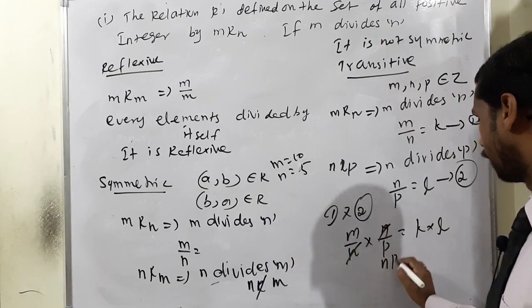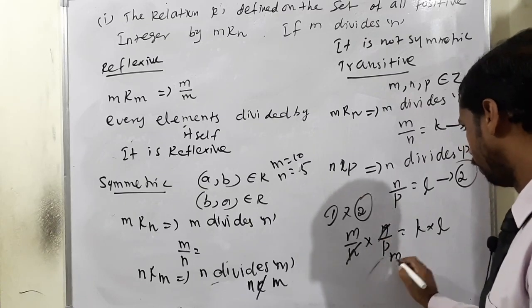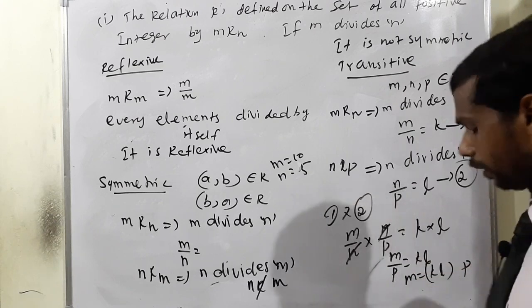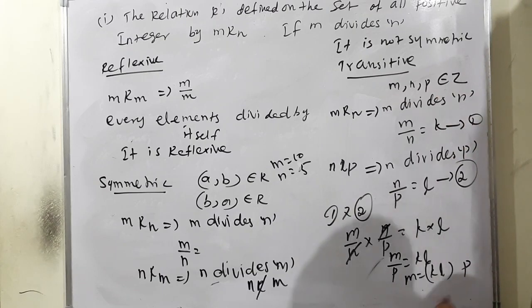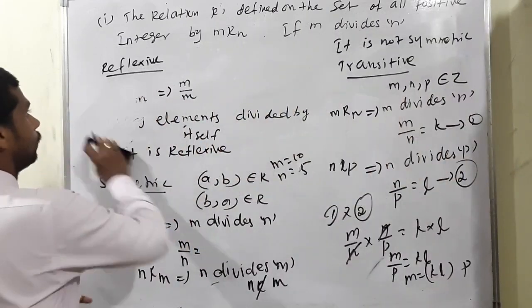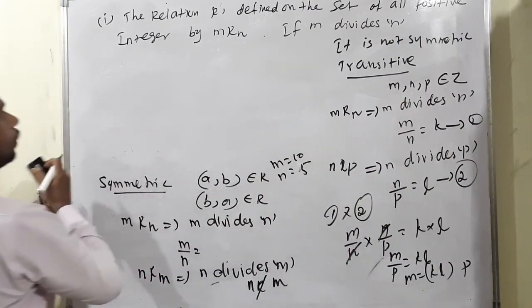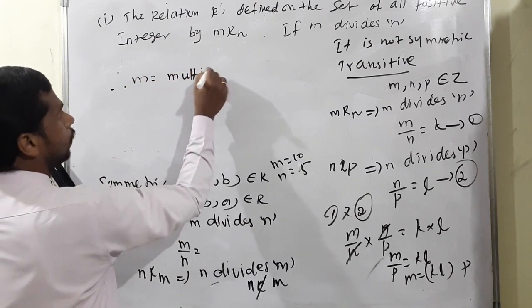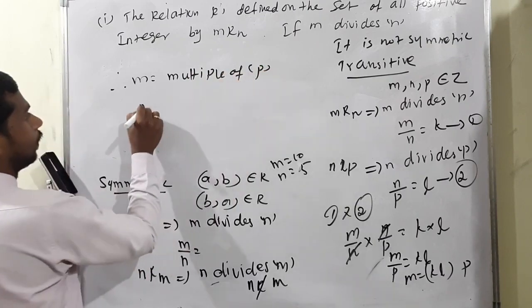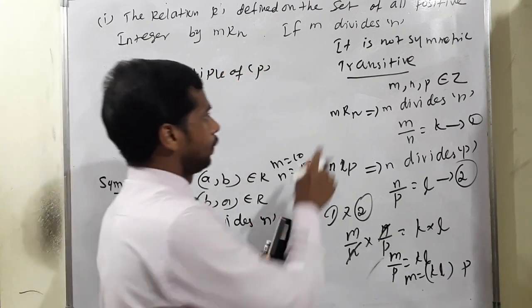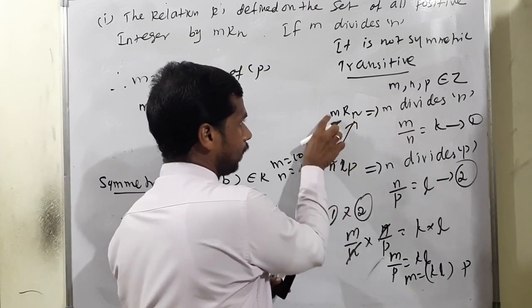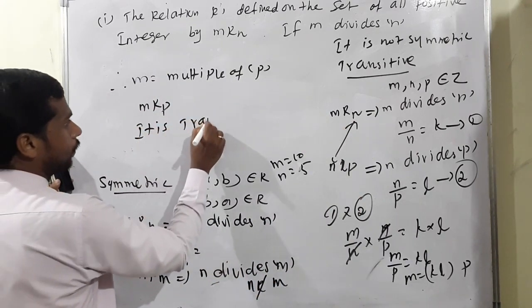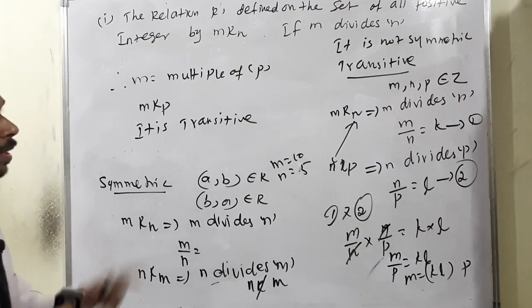Therefore, n cancels, and m divided by p is equal to k into l. Therefore, m is equal to k l into p. So we can say m is equal to some multiple of p, isn't it? Multiple of p means definitely m is related to p. So m related to n and n related to p means m related to p, so it is transitive.